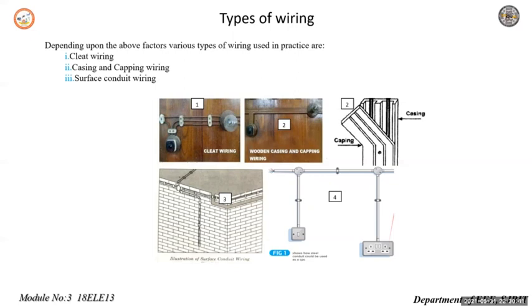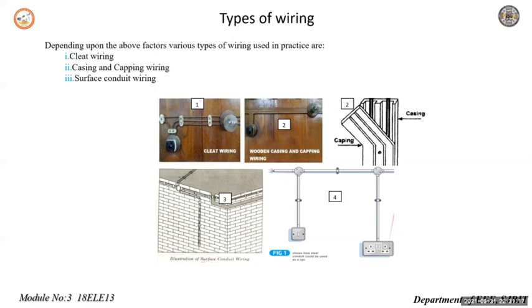Next, let us come to casing and capping. You can look at the diagram there. Second one, casing and capping. In this method, casing is a rectangular strip made from teak wood or nowadays made of PVC. It has two grooves into which the wires are laid. Then the casing is covered with a rectangular strip of wood or PVC of the same width, called capping. The capping is screwed into the casing by means of screws fixed at every 15 centimeters.